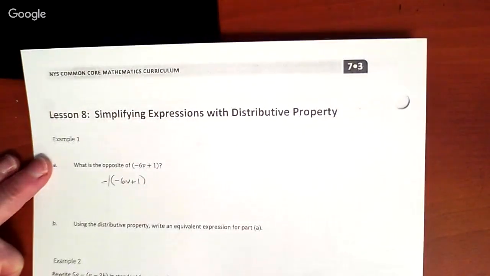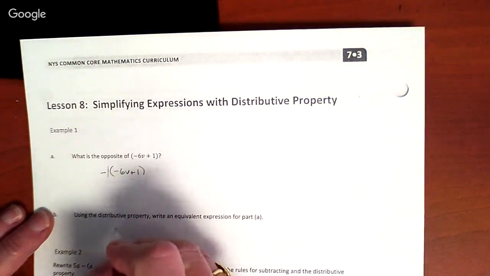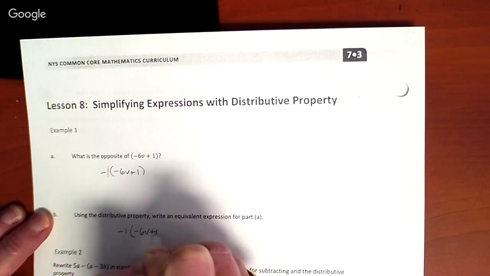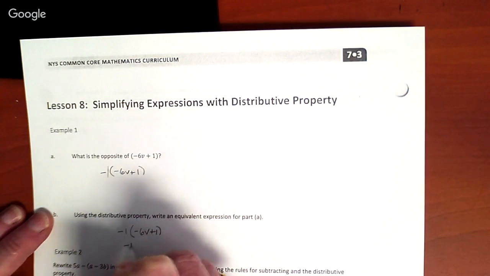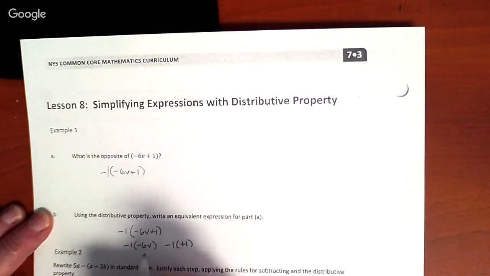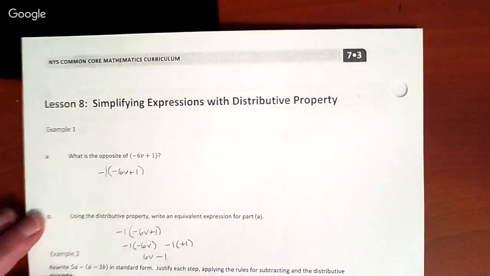So using the distributive property to write an equivalent expression for part A would be that negative 1 times negative 6v plus 1 would be negative 1 times negative 6v and negative 1 times positive 1. So we would have 6v minus 1, and that would be an equivalent expression.